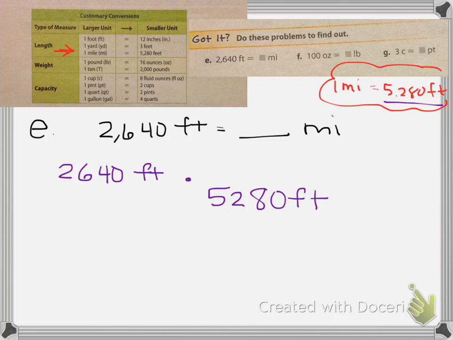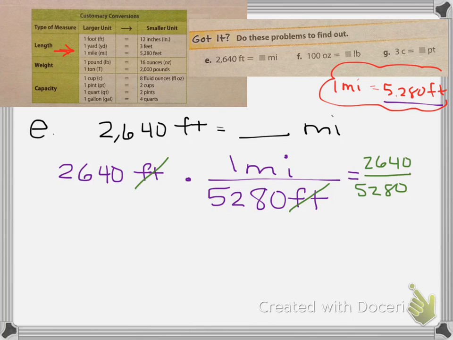5,280 feet equals 1 mile. And remember, the reason we do that is so that we can do this next step, which is to cross simplify those feet. So now we've got 2,640 over 5,280, and then the only unit of measurement we have left is miles.